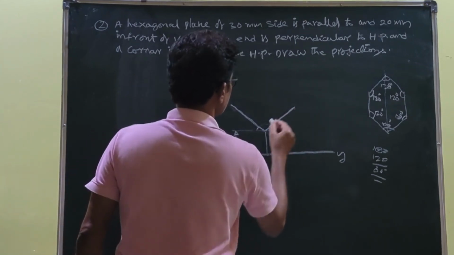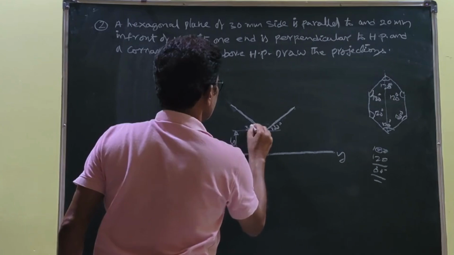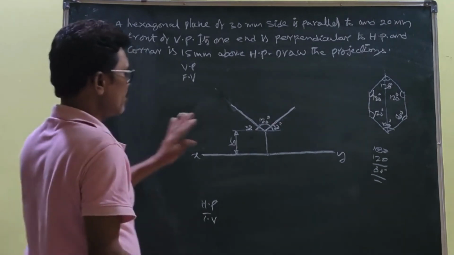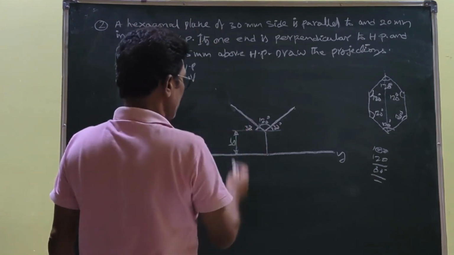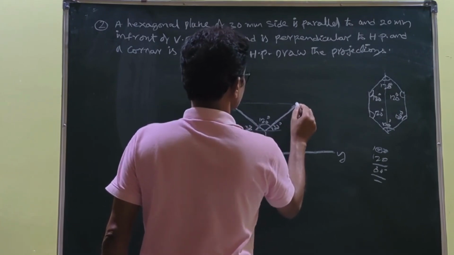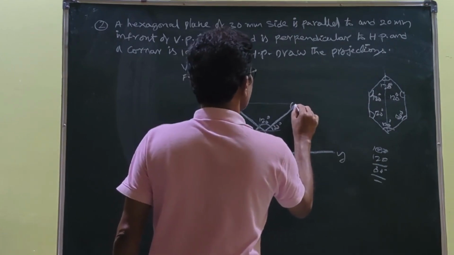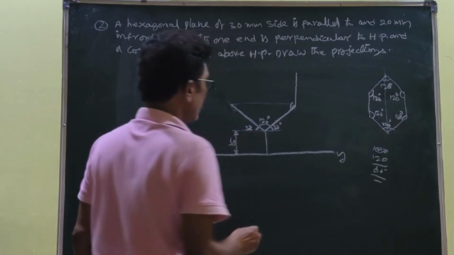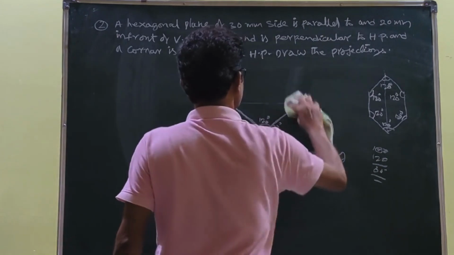Once you draw 30 degrees, the side is equal to 30. This is also 30 degrees. So you can get this interior angle of 120 degrees. Like this only you have to construct. Then only we can get one side of the hexagon perpendicular to HP. Okay. Here you set up 120 degrees. You can get like this. I can reduce this size, it is big.